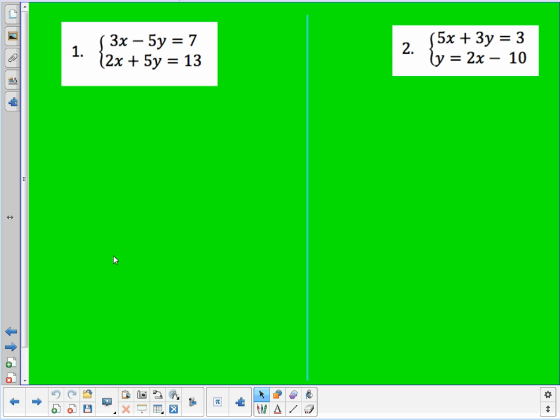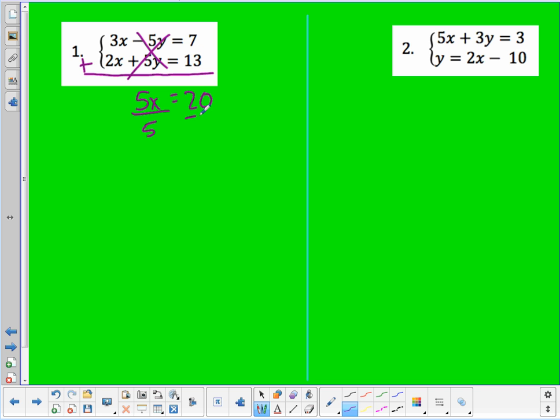Then the next thing that I recognize is the fact that my y terms have opposite coefficients right here. This one is a -5, this one is a +5. So I don't even have to multiply by anything. I'm already set to add these together because when I do that, my y terms are going to drop out and that will leave me with just an x that I can solve for. So 3x plus 2x gives me 5x, and 7 plus 13 gives me 20, and then dividing both sides by 5, I end up with x is equal to 4.